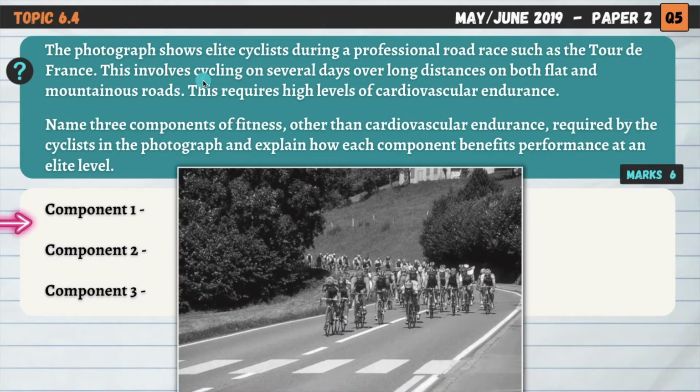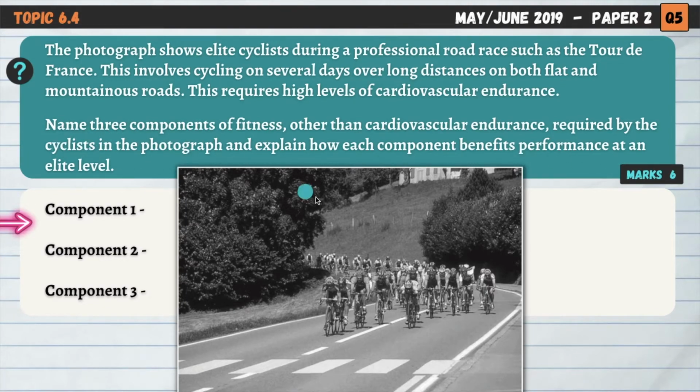Okay, the photograph shows elite cyclists during a professional road race such as the Tour de France. This involves cycling on several days over long distances on both flat and mountainous roads. So just some background information here. This requires high levels of cardiovascular endurance or stamina. Name 3 components of fitness other than cardiovascular endurance or stamina, which means we can't include that one again, required by cyclists in the photograph, and then explain how each component benefits performance at an elite level.